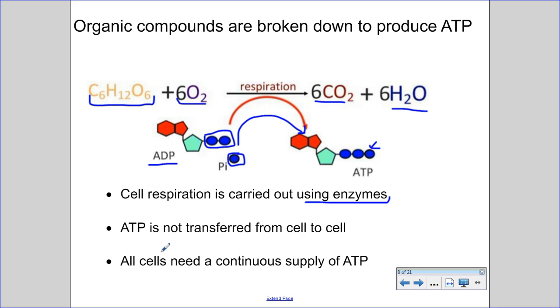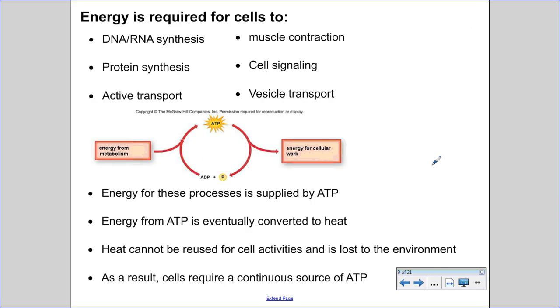And every cell needs to make its own ATP, so ATP is not transferred from cell to cell. And as ATP gets used, more ATP needs to be generated. So all cells need a continuous supply of ATP. And so what is this ATP required for? Well, it's required for things like DNA and RNA synthesis. It's required in protein synthesis. It's required for things like active transport. Remember the sodium-potassium ion pumps. It's required in muscle contraction, as well as cell signaling and vesicle transport.